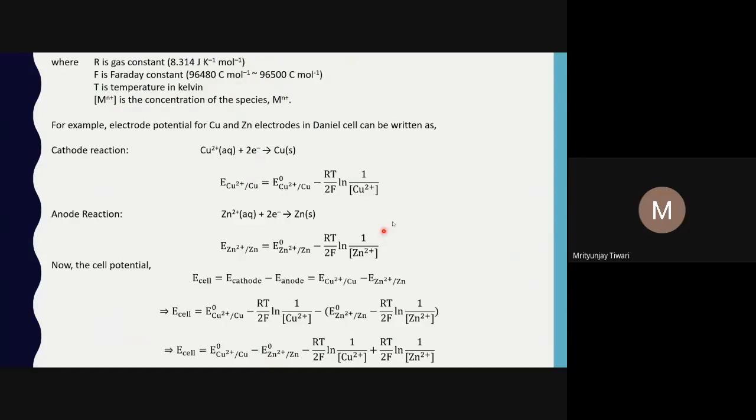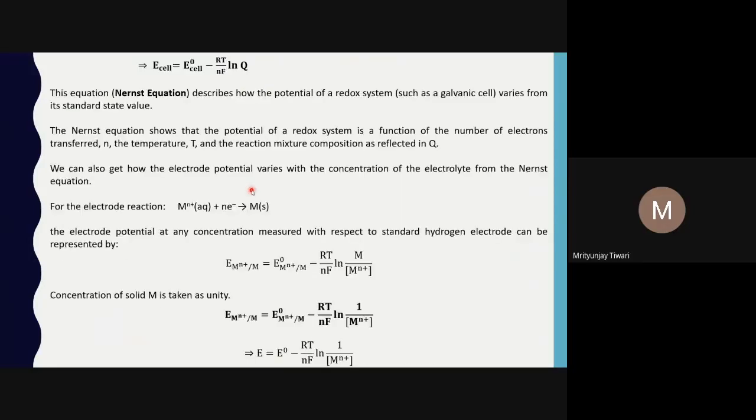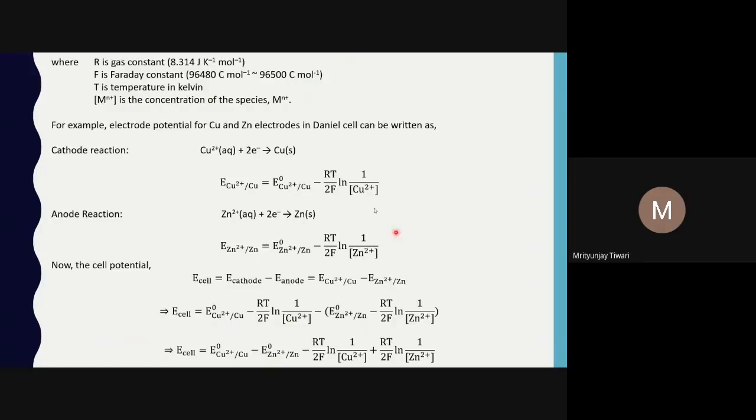Now we can take the example of the Daniell cell. What is the Daniell cell? The electrode potential for the copper and zinc electrodes in the Daniell cell can be written as follows. For the cathode reaction, the reduction reaction, what is reduced in the Daniell cell? Copper ion is reduced. So Cu2 plus plus 2 electrons gives copper solid, that is the reduction reaction, and from this we can write E Cu2 plus Cu as per this equation: E Cu2 plus Cu is equal to E naught Cu2 plus Cu minus RT divided by N, it will be 2 into F, ln 1 divided by the concentration of Cu2 plus ion, and this is what we get here.